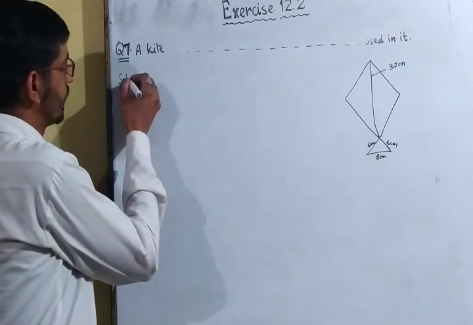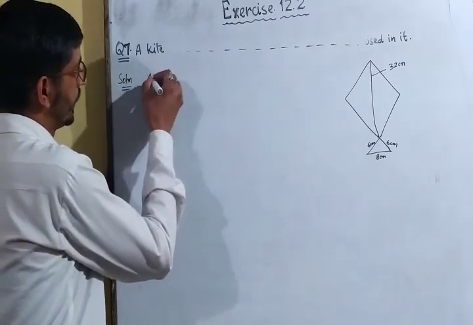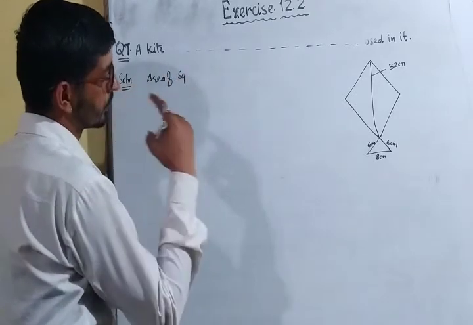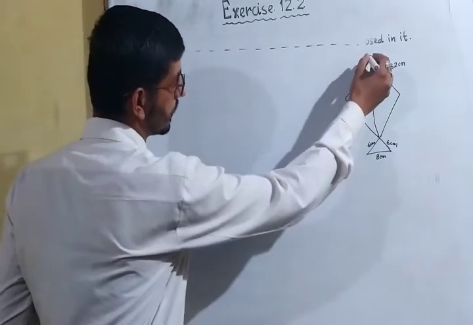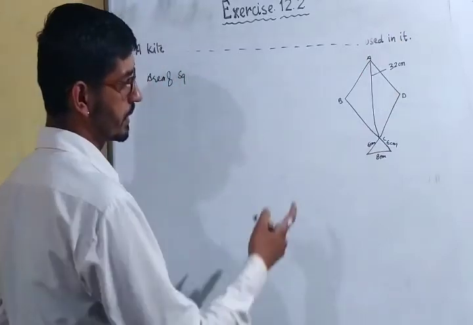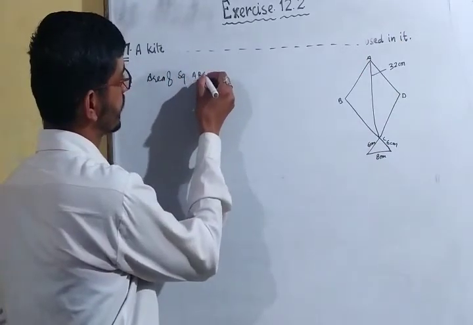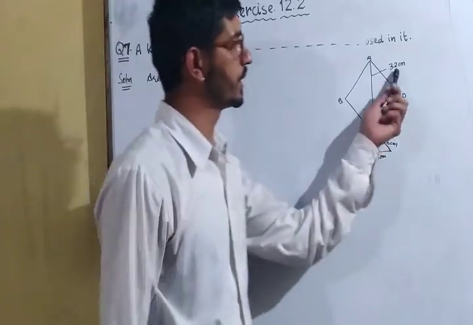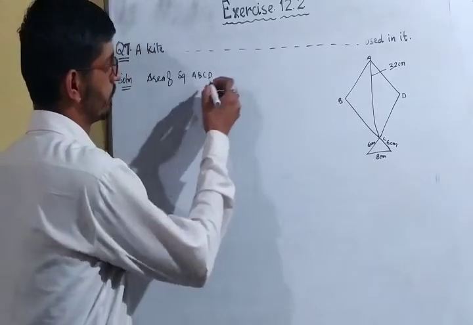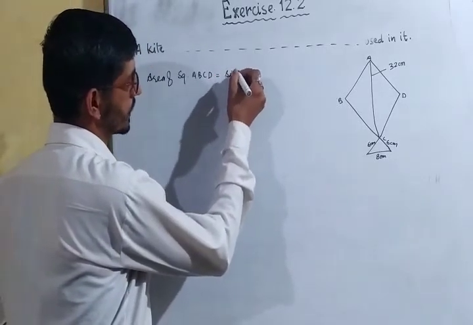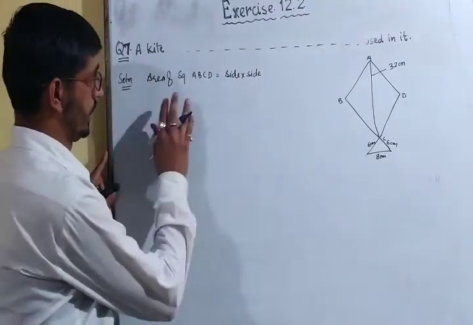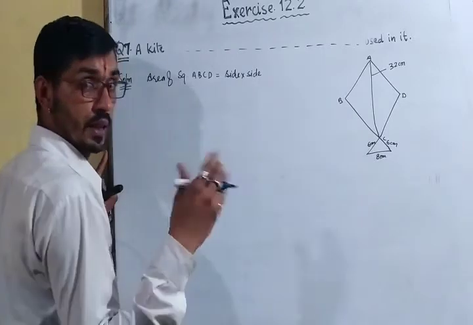So when you solve this, area of square ABCD. We don't have the side of this square, so we will find the side first. So we know that area is equal to side into side. We don't have the side, so first we will find the side.